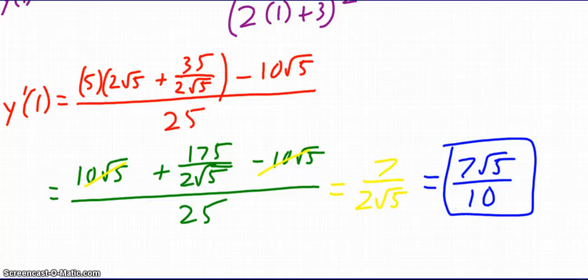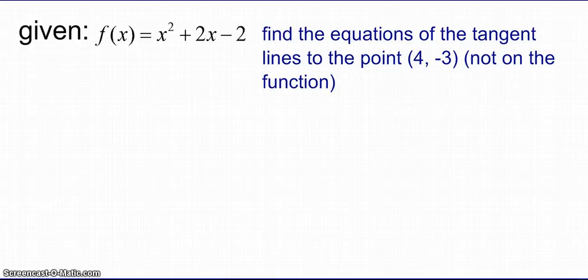Good stuff. Next one. Alright, so given f of x equals x squared plus 2x minus 2, find the equations of the tangent lines to the point (4, -3), not on the function. So the point (4, -3) is not on the function. You're trying to find tangent lines to the function that go through that point. Pause the video, unpause when you're ready to check your work. There are 2 tangent lines.